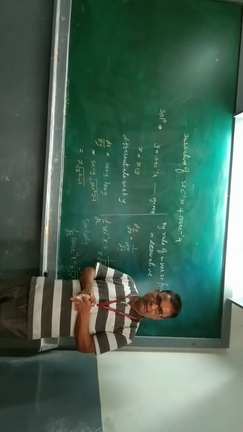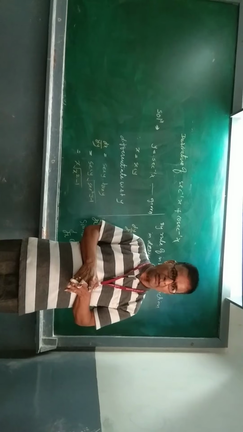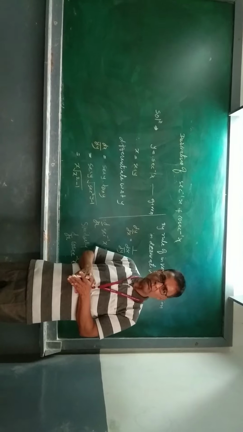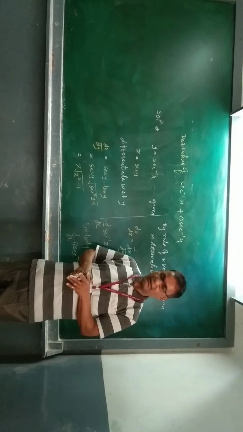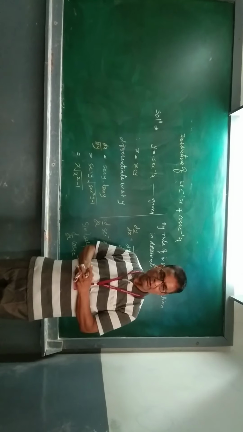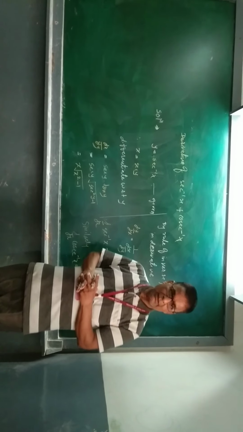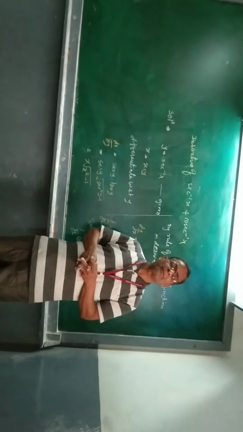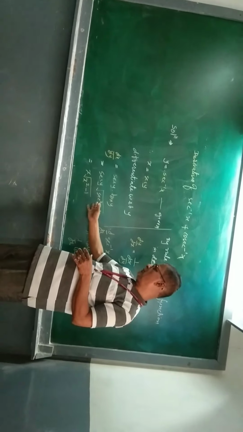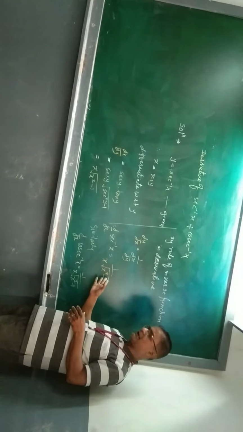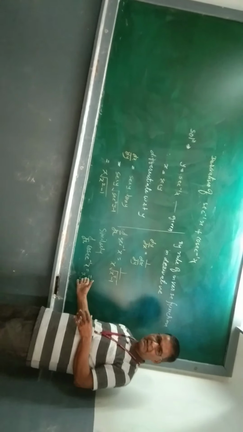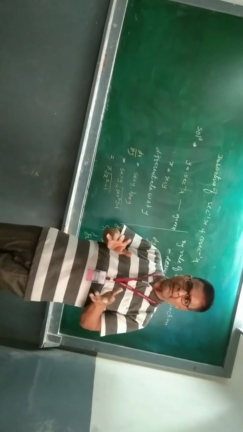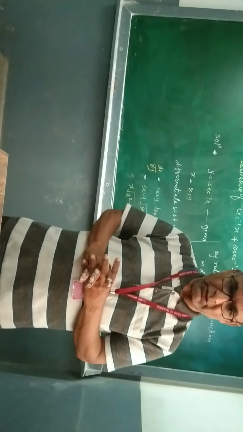I will repeat again. Derivative of sin inverse of x is equal to 1 upon under root of 1 minus x square. Cos inverse of x derivative is equal to minus 1 upon under root of 1 minus x square. Derivative of tan inverse of x is equal to 1 upon 1 plus x square. Derivative of cot inverse of x is equal to minus 1 upon 1 plus x square. Derivative of sec inverse of x is equal to 1 upon x under root of x square minus 1. And derivative of cosec inverse of x is equal to minus 1 upon x under root of x square minus 1.